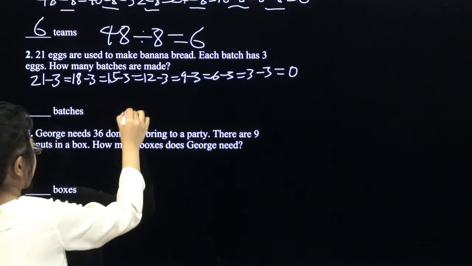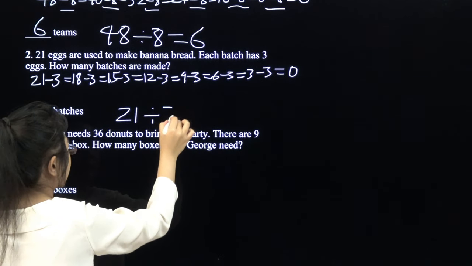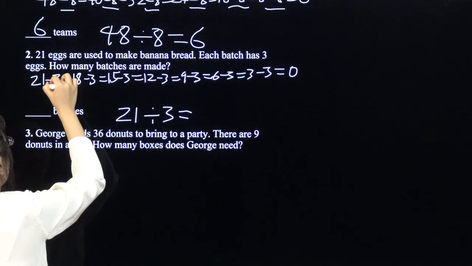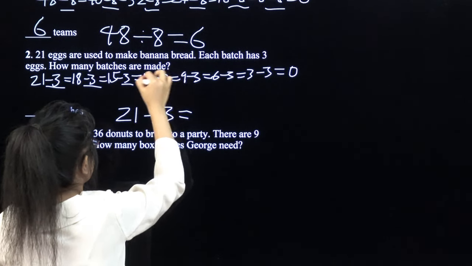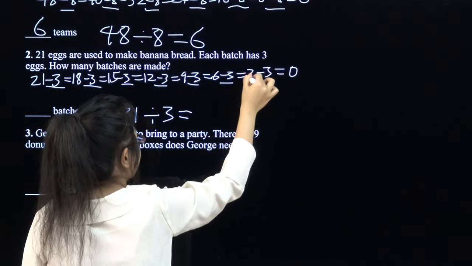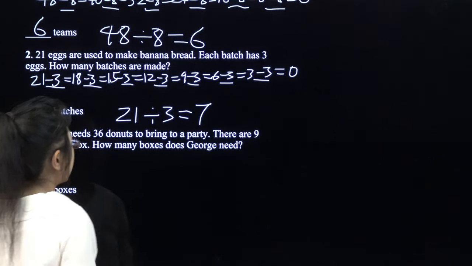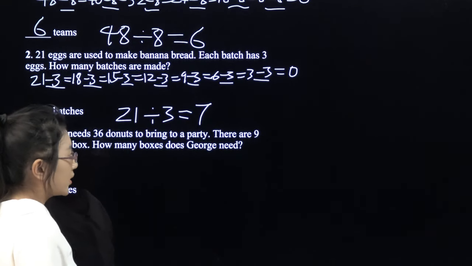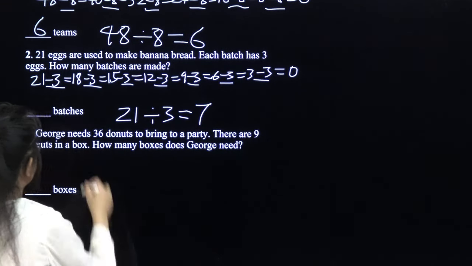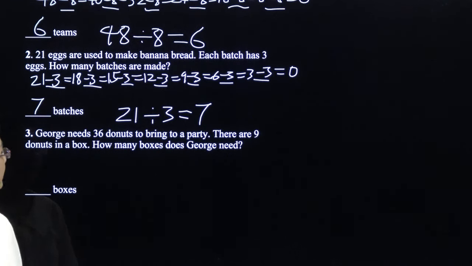Okay, so that's 21 divided by 3. And how many times did we subtract 3? 1, 2, 3, 4, 5, 6, 7. 21 divided by 3 equals 7. 7 batches of banana bread.